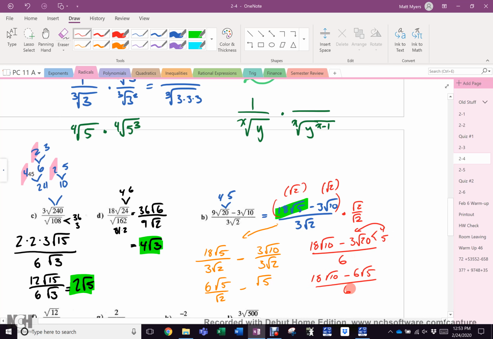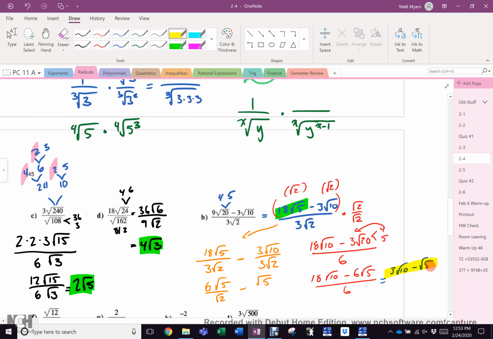Now you're at 3.5. Who wants the 4? All of you. What do? 6, 6, 6. They all work together, don't they? So what's 18 divided by 6? 3 root 10. 6 divided by 6? 1 minus root 5. And do we have a denominator anymore? No. That gets you the 4 out of 4.